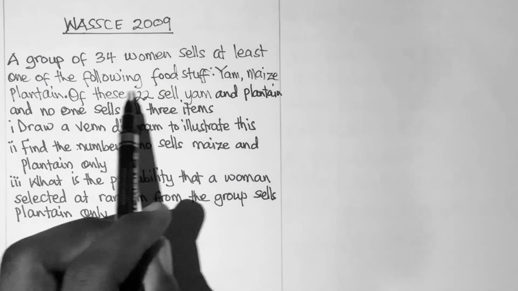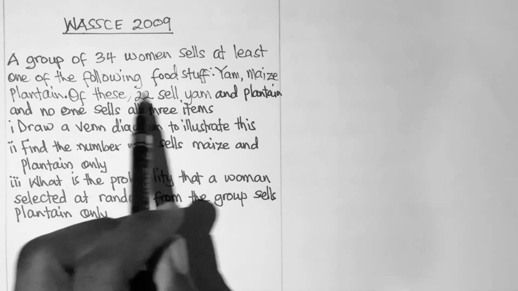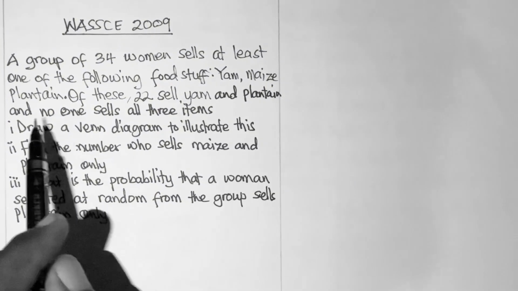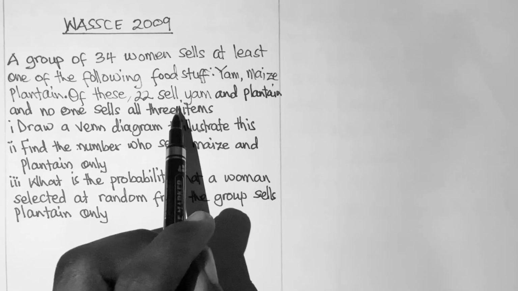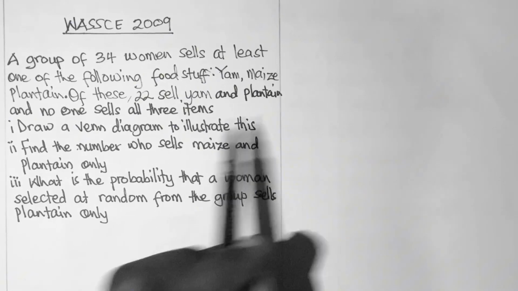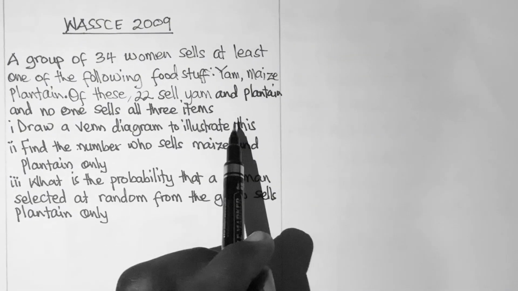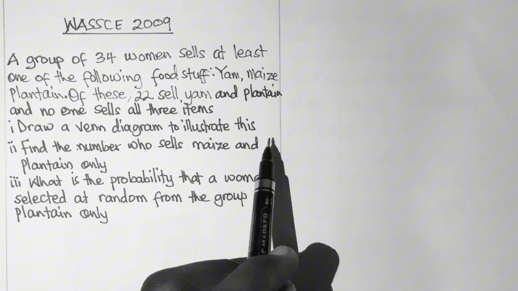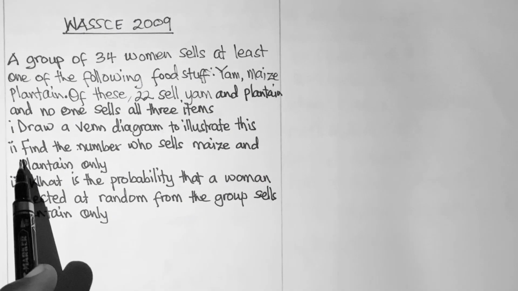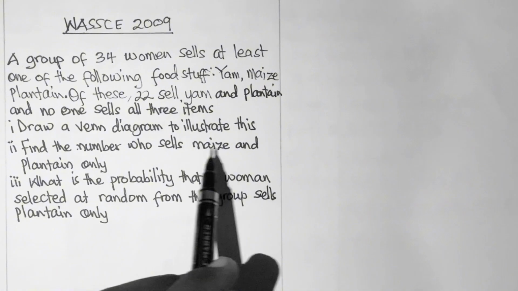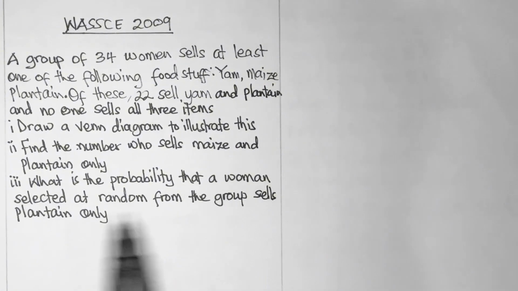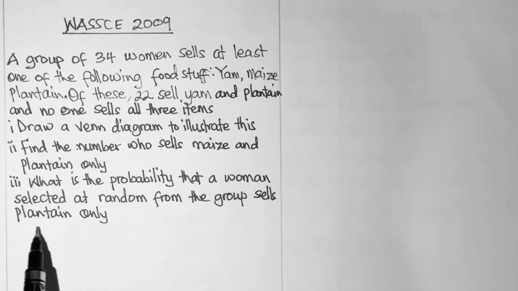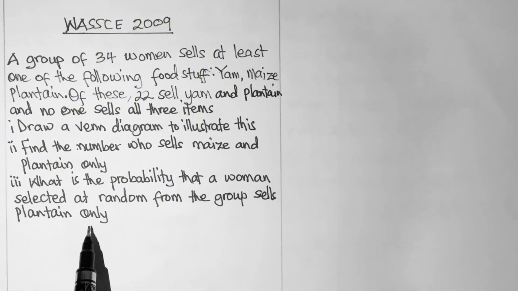A group of 34 women sells at least one of the following foodstuffs: yam, maize, and then plantain. Of these, 22 sell yam and plantain, and no one sells all 3 items. Draw a Venn diagram to illustrate this. The second part says find the number who sell maize and plantain only. Then the third part: what is the probability that a woman selected at random from the group sells plantain only?